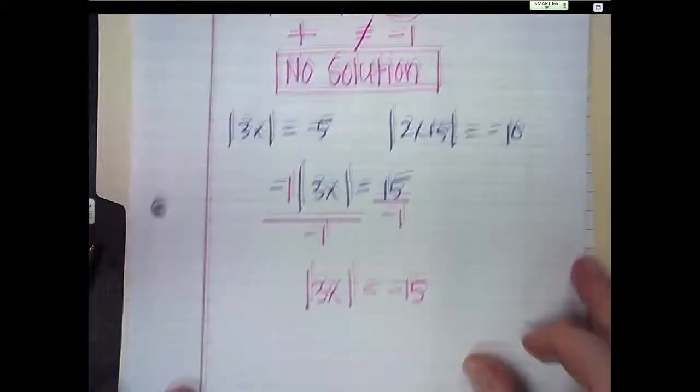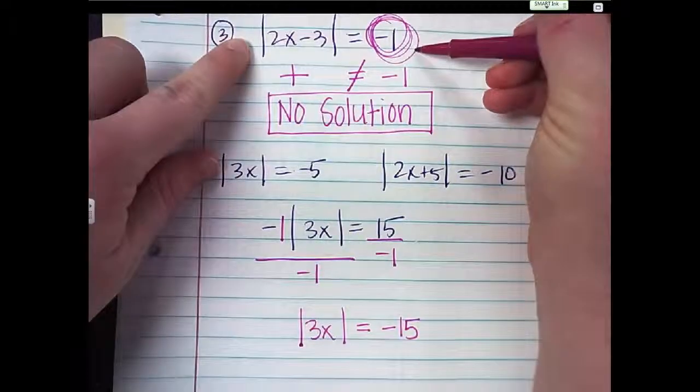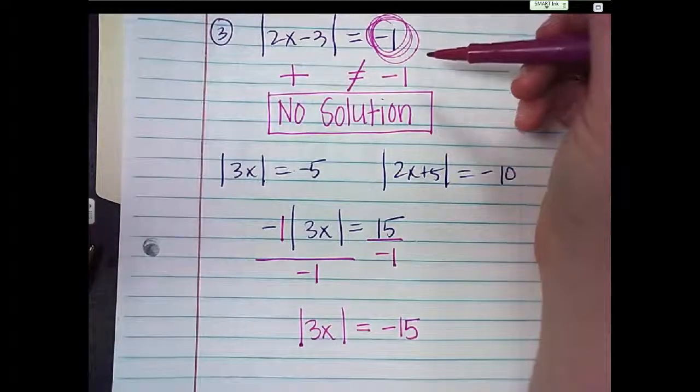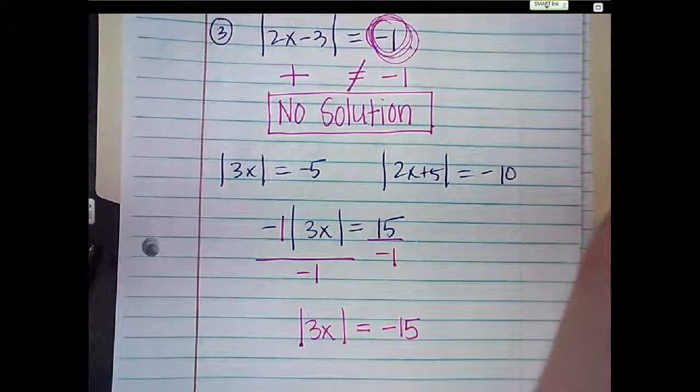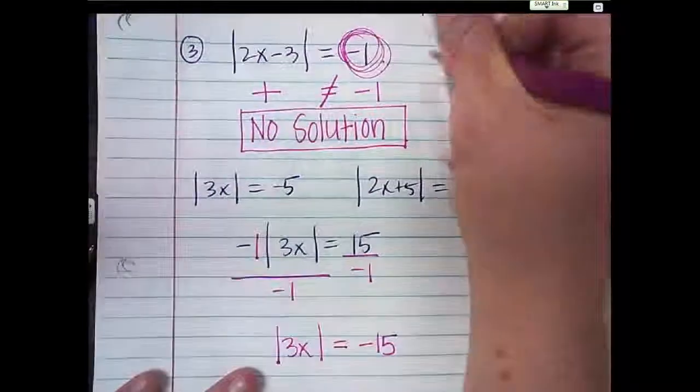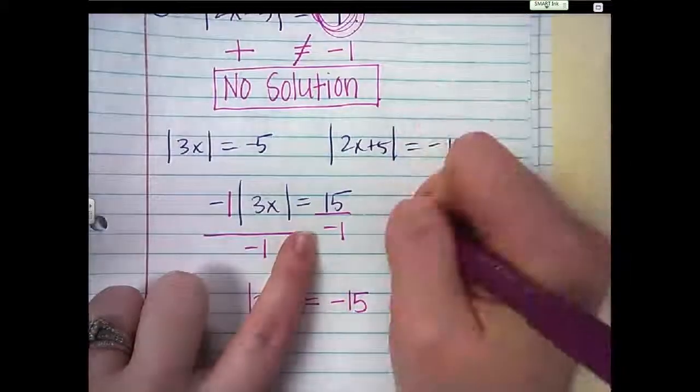Okay, so it's not always going to be nice and pretty like this. It's only if the absolute value is isolated and that absolute value equals a negative, it is no solution. Okay, so if I did something like this.